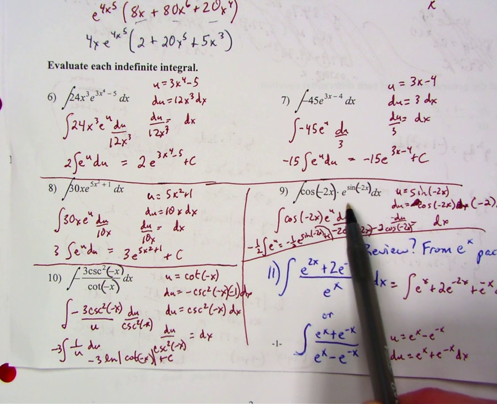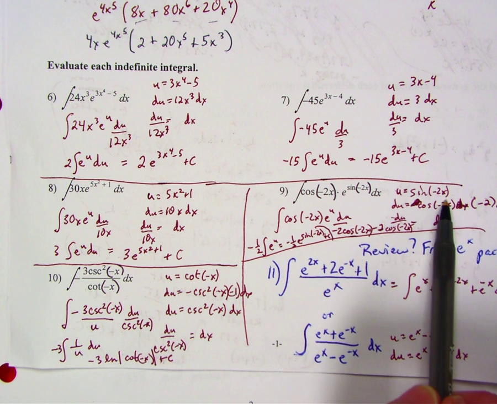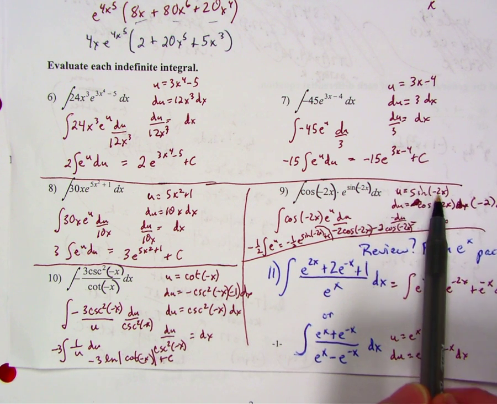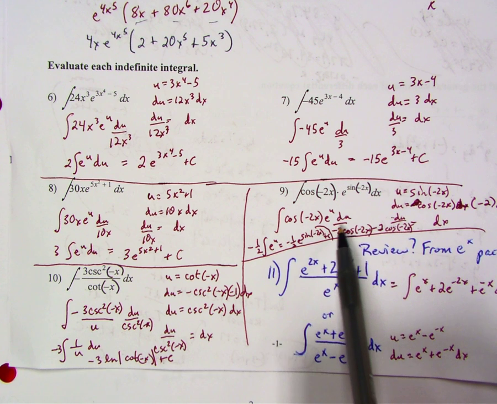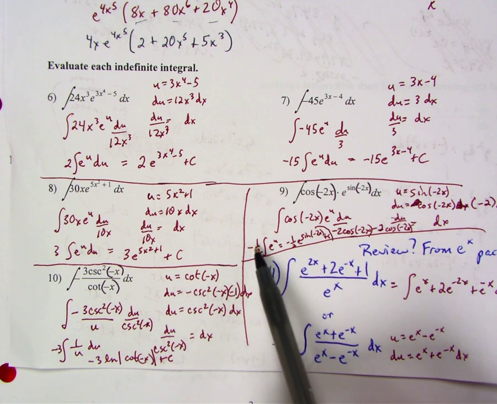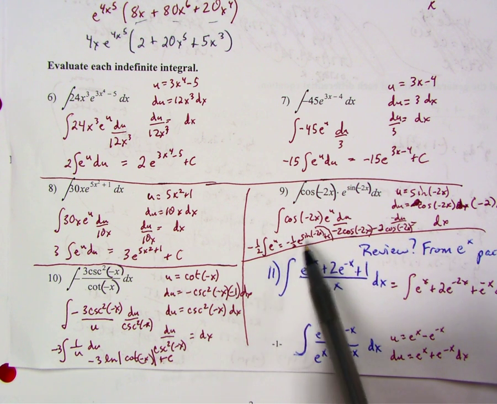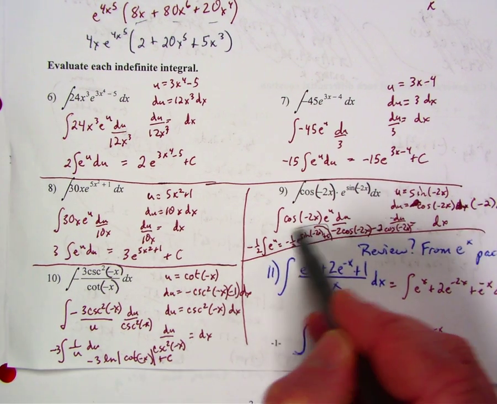You may not be able to follow this one very much, but the derivative of sine of negative 2x is cosine of negative 2x times negative 2. So when you bring this over, there's a negative 2 left over. That's why this negative 1/2 is out front. And then you substitute back in. Your final answer is right there.